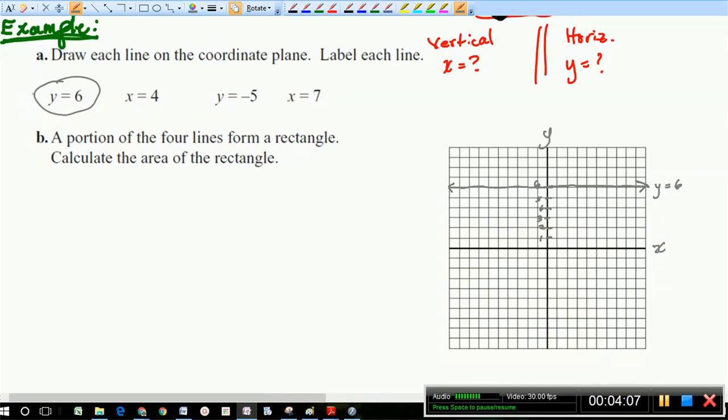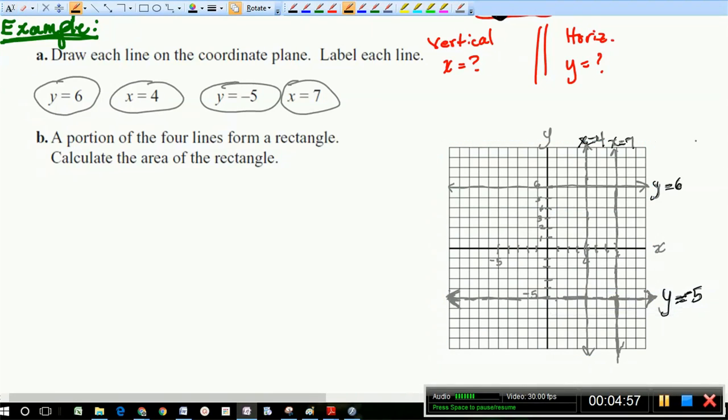Okay, let's do x equal to 4. Going the other way on the x-axis, let's find where's 4. Here we'll have 1, 2, 3, 4. We know we have a vertical line even with where x is 4. Close enough. And so this is the graph of the line x equal to 4. Go ahead and pause the video, and when you start it again, you'll see that y is equal to negative 5 and x is equal to 7 has been done. And we're going to go to part B. Go for it.